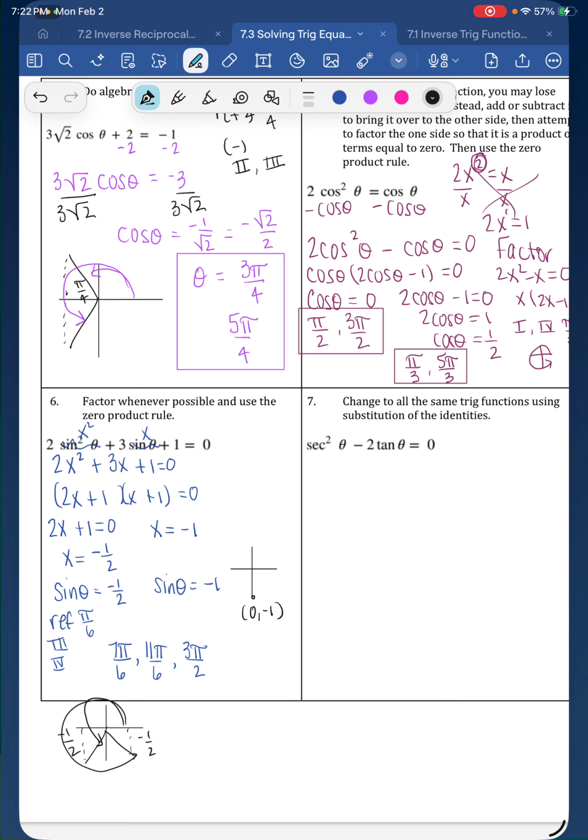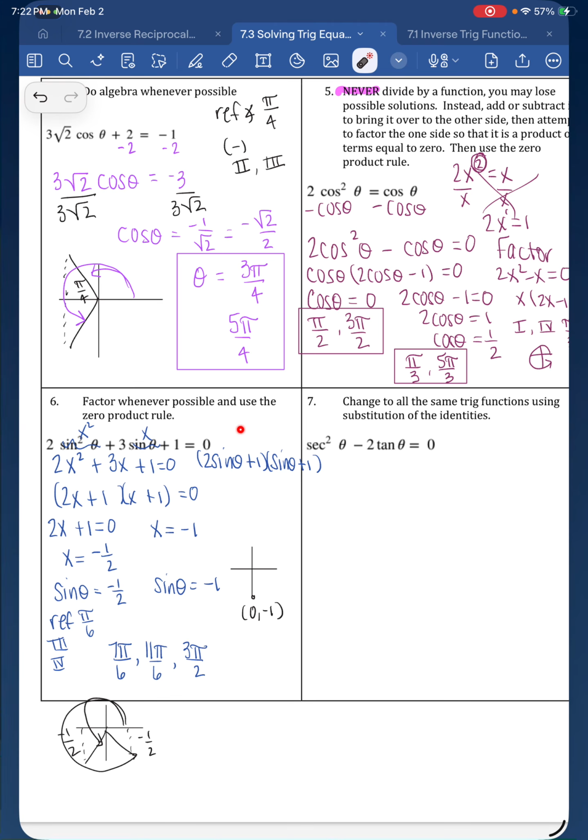You can just straight up factor using the trig functions, which is what I tend to do. So this would factor as 2 sine plus 1 times sine plus 1. Notice that when you distribute this, this would be 2 sine squared plus 2 sine plus 1 sine, which is 3 sine, and then plus 1. So there's absolutely nothing wrong with doing the straight up factoring using the trig functions.